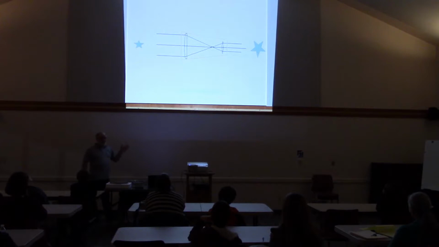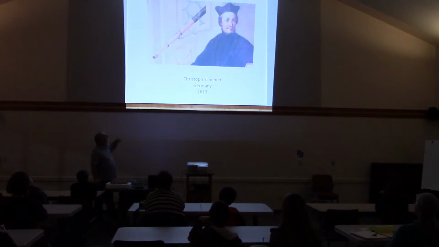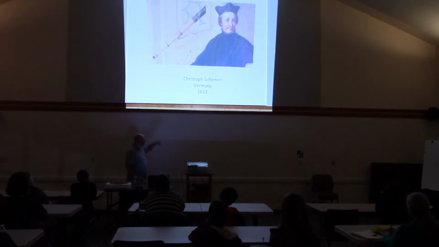The advantage he found there, well, we'll get to it. He designed it in 1611. Christoph Scheiner, a German scientist, built the first Keplerian telescope. This was the basis for the next 250 years. This was the basis of refracting telescopes.